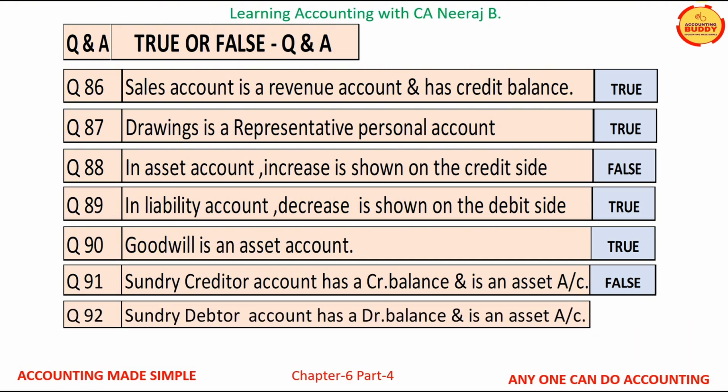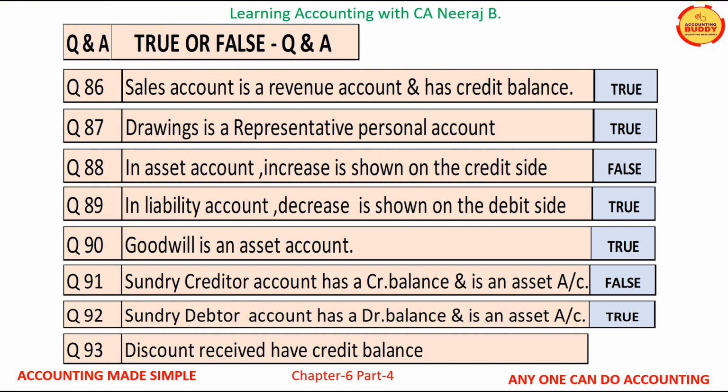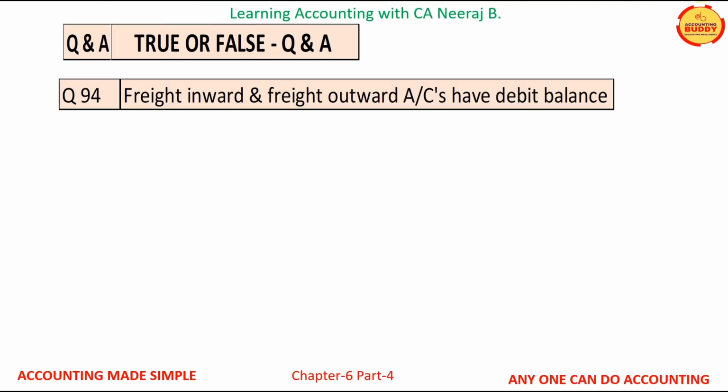Question number 92. Sundry debtor account has debit balance and is an asset. This is a true statement. Question number 93. Discount received has a credit balance. This is again a true statement because it is an income. Question number 94 on your screens is freight inward and freight outward accounts have debit balance. This is a true statement.